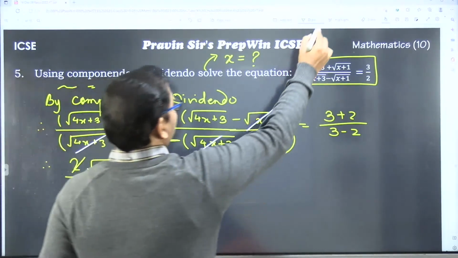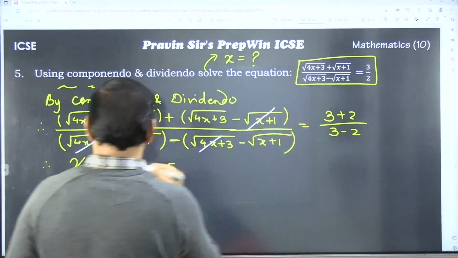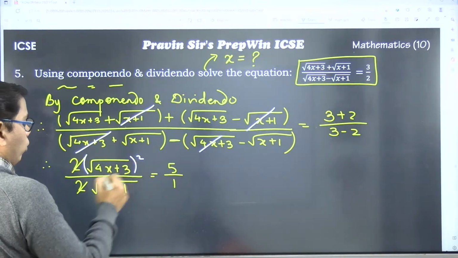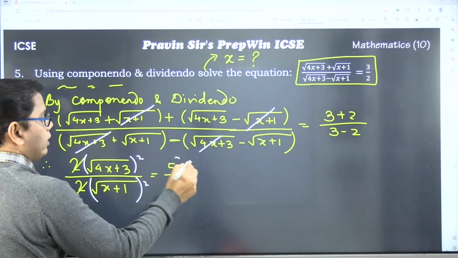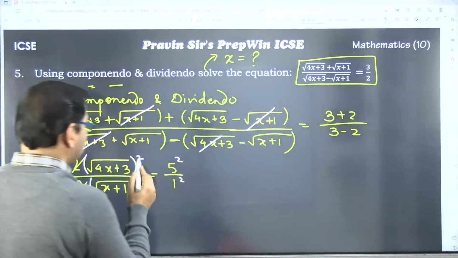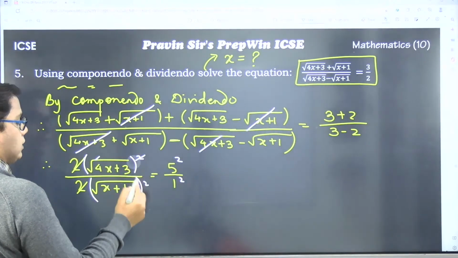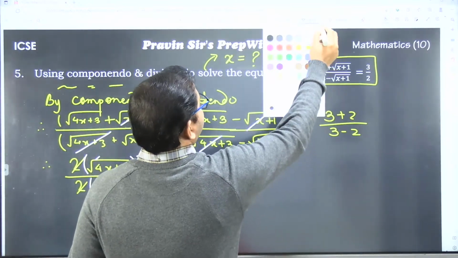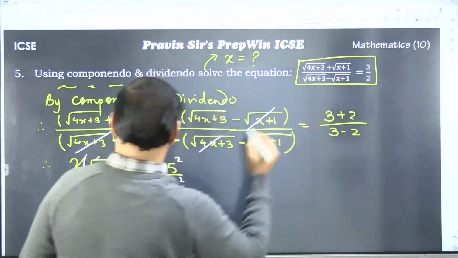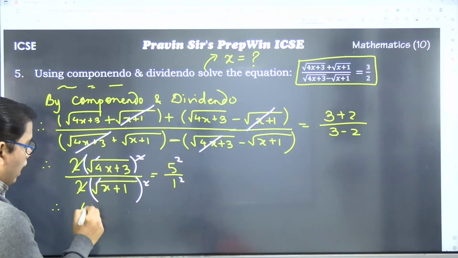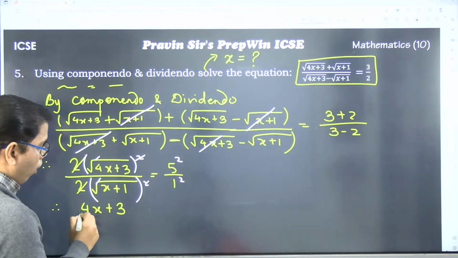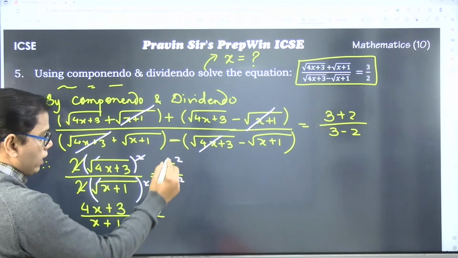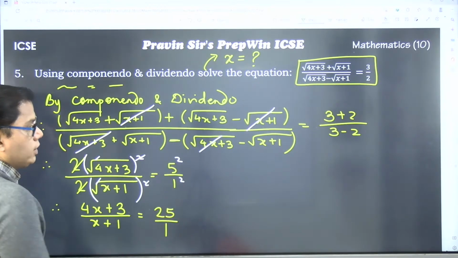Now what? We have a root on the left hand side. So to cancel this, I'll take square on both the sides. Square on the left hand side and square on the right hand side. So here root and square will get cancelled. And what am I left with? I am left with 4x plus 3 upon x plus 1 is equal to what? 5 square is 25, 1 square is 1.